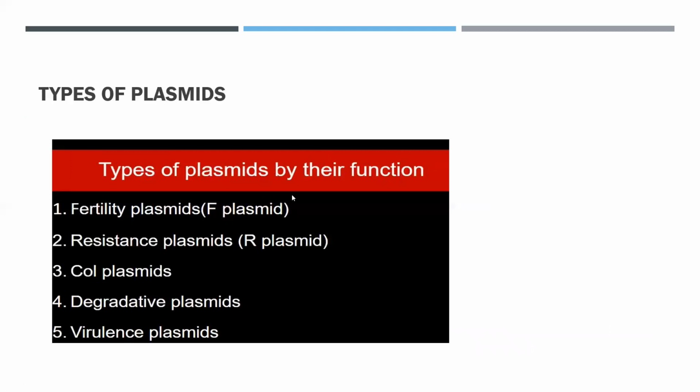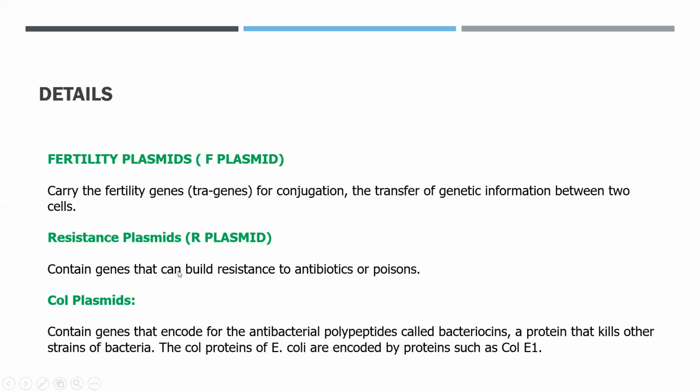First one is fertility plasmid. Second one is resistance plasmid. Third one is col plasmid. Already 3 plasmids done.